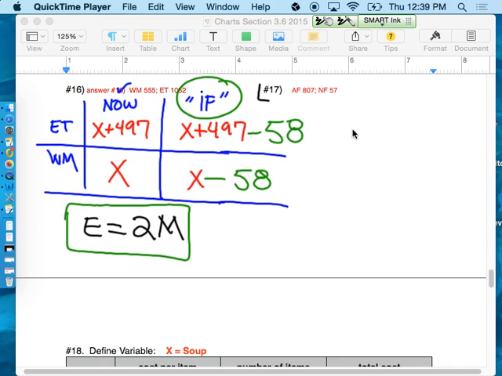Number 17 is the same type of problem, just discussing different players, different numbers, and I will let you take the model that I've set up here and do number 17 by yourself.